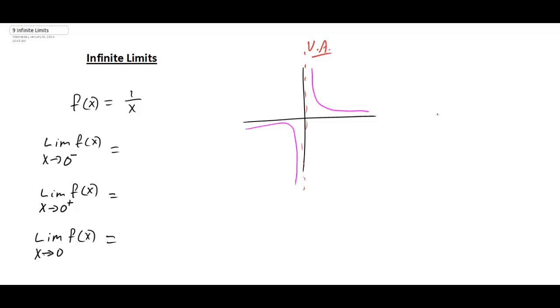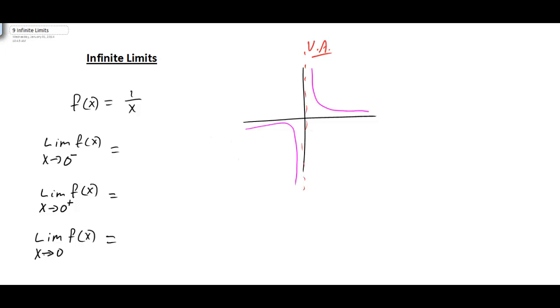Okay, here we want to talk about infinite limits. For example, here we have f of x equals 1 over x, and I've given you the graph. We know that there's a vertical asymptote here at 0 because we would have division by 0. And if we look at our one-sided limits, for example, the limit of this function as x approaches 0 from the left, what do we end up with?